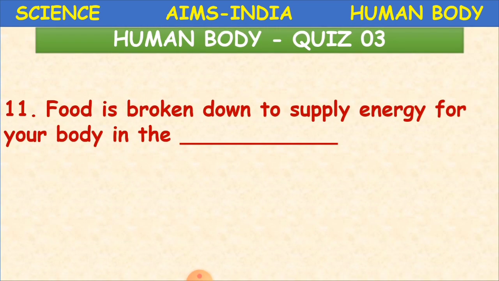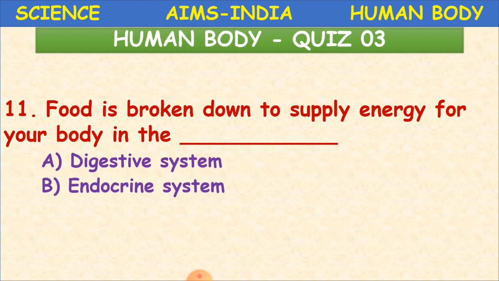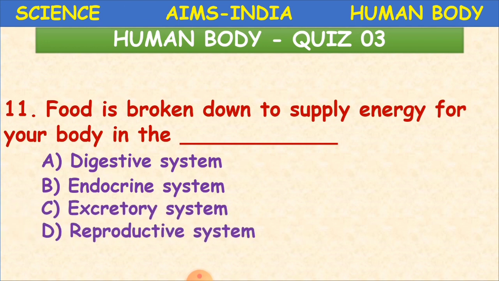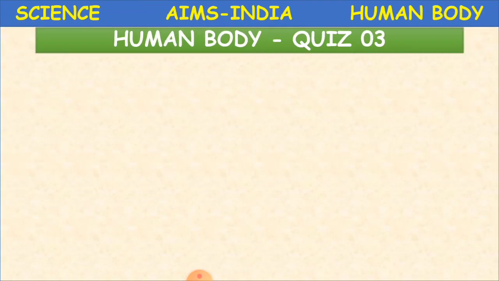Food is broken down to supply energy for your body in the dash, where A, digestive system, B, endocrine system, C, excretory system, and D, reproductive system. Okay, where does this process happen? It is in the digestive system. Food is broken down to supply energy for your body in the digestive system. Yes or no? And the next question now.